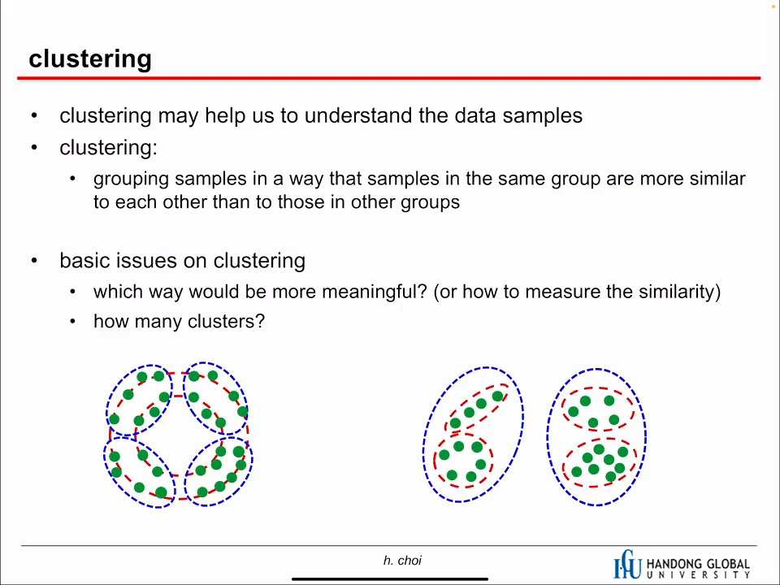For clustering, there are two basic issues. The first one: which way would be more meaningful? Think about the photos on your smartphone. There are many different ways to organize your photos. Some of you might prefer temporal organization, like based on years, or some of you might be interested in locations or events. So there are many different ways to organize the clusters. It is connected to this question: how can we measure similarity? Which one is similar to which one? It's up to you. You can define it. If items are close to each other in time, you can say they are close. But as I said, some might prefer locations.